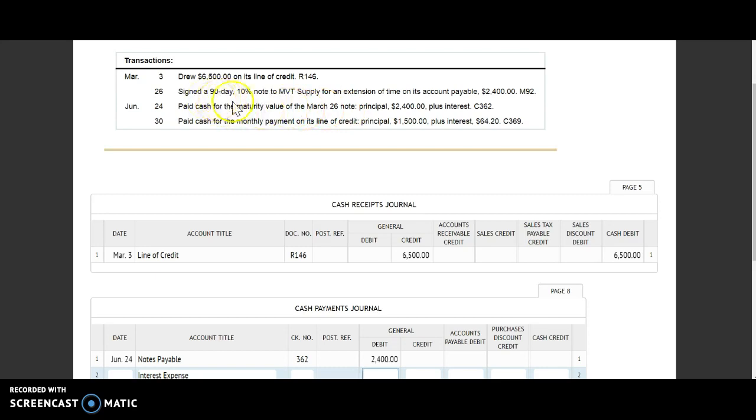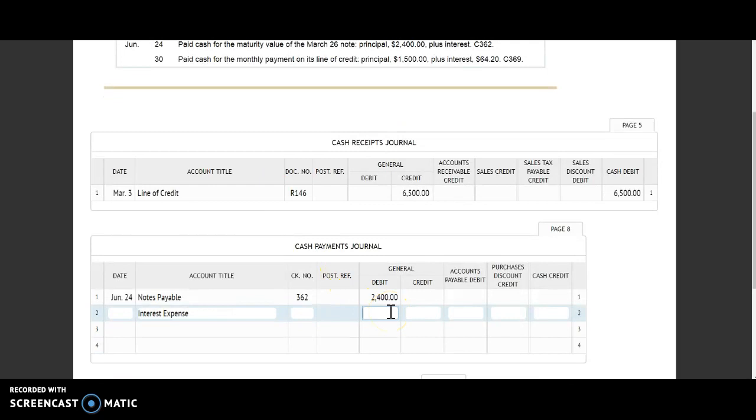Now, it says that we're doing the maturity value of the March 26th. So the maturity value is a 90-day note. Remember, that's going to be 90 over 360. That tells us our interest expense then is going to be $60. That means the actual amount that we paid, we're going to add those two numbers together. The actual amount that we paid was $2,460.